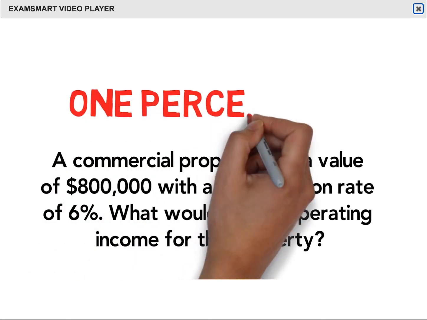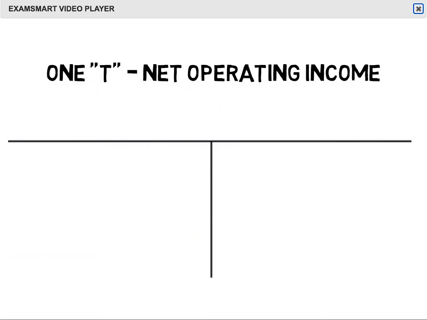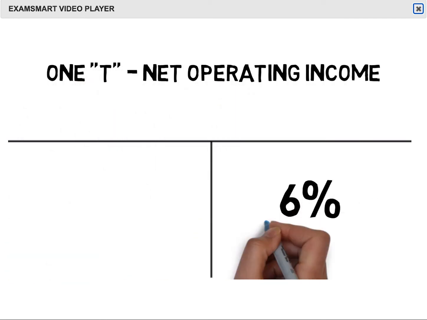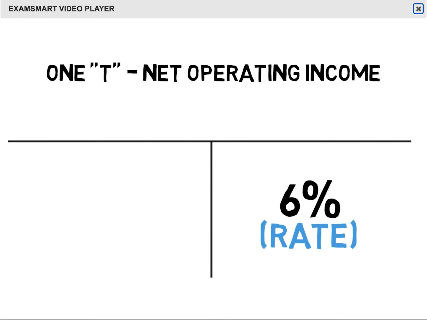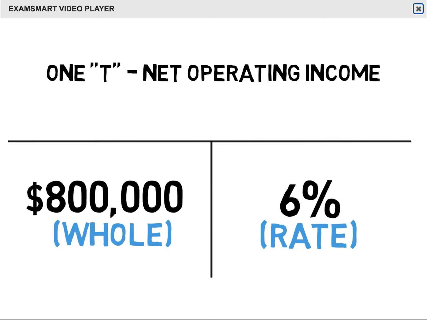We have 1% given to us, so we draw 1 T. The 6% capitalization rate is our rate, the percentage, which goes on the bottom right. The total value is $800,000, which goes on the bottom left for the whole amount. Our formula tells us to multiply straight across.